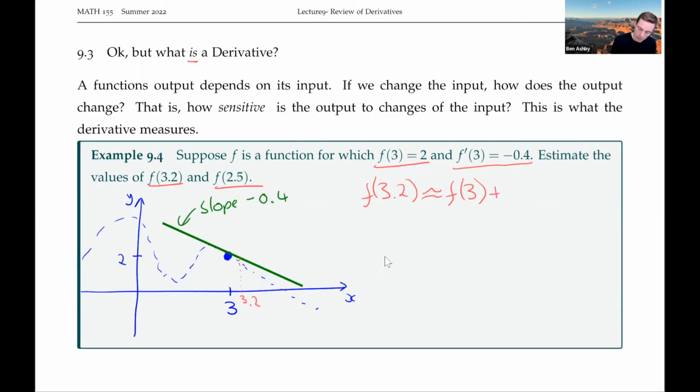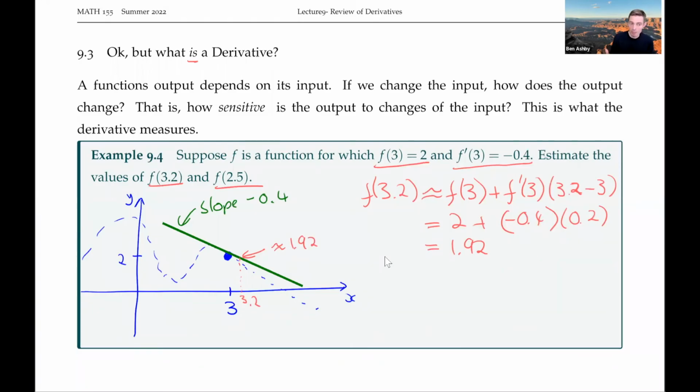And then we're going to move along our tangent line. So we say, what's the gradient at f of 3 and the difference between the point we're interested in, 3.2, and the point where we're getting our tangent line from, so 3. So this is just then equal to 2 plus minus 0.4 times 0.2, which is equal to 1.92. So this point here is approximately equal to 1.92, or rather that is the exact point on the tangent, but the point of the function is going to be approximately equal to 1.92.